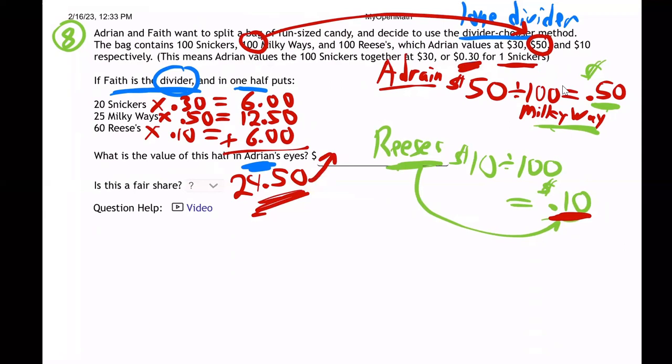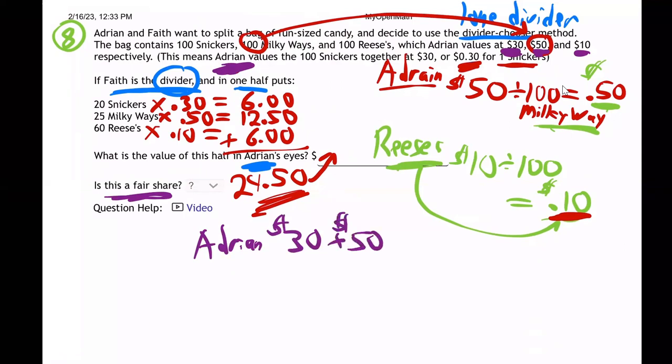Now, the final question is, is that a fair share to Adrian? How do we decide the answer to that question? Well, look at what Adrian thinks. He thinks the candies were 30, 50, and 10. So $30 for all the Snickers, $50 for all the Milky Ways, and $10 for all the Reese's. Add that up, you get $90. He thinks all the candy is worth $90 altogether, in his opinion.